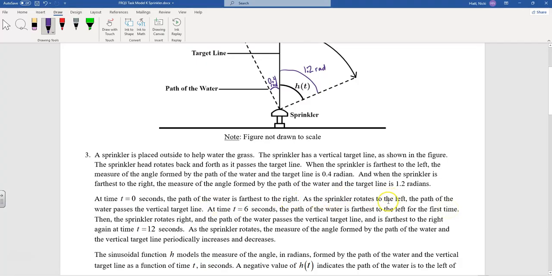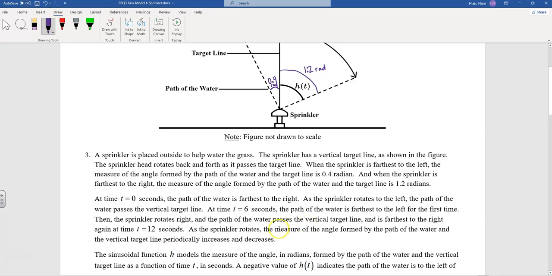As the sprinkler rotates to the left, the path of the water passes the vertical target line. At time t equals 6, the path of the water is furthest to the left for the first time. Then the sprinkler rotates right, and the path of the water passes the vertical target line and is furthest to the right again at time t equals 12.